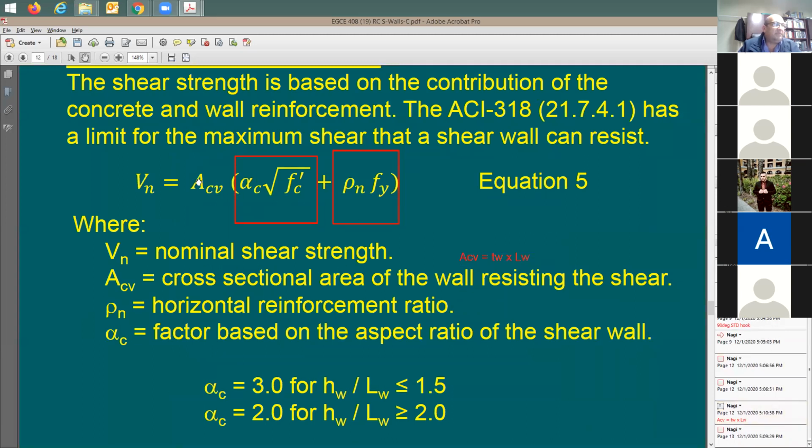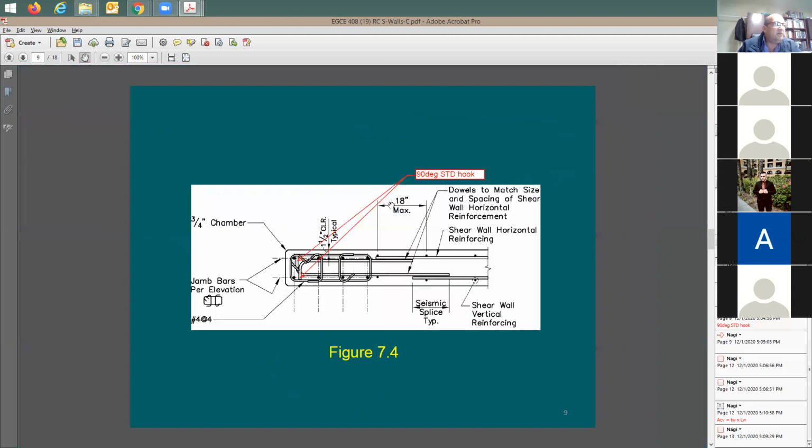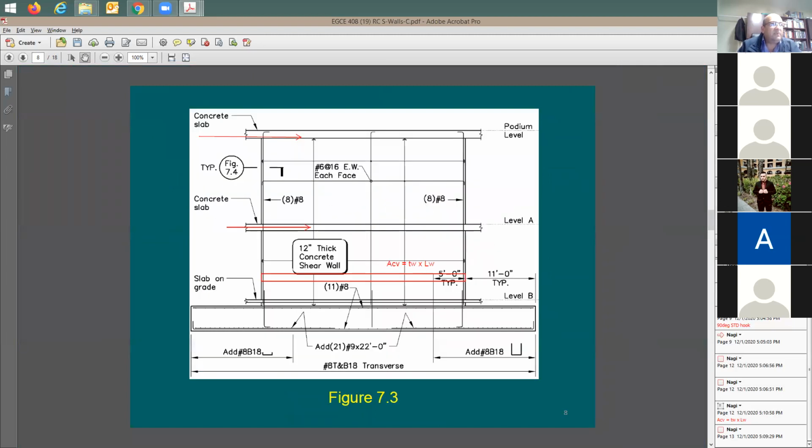So now I understand this, understand this, understand this. I know f sub y is only rho sub n. What is rho sub n? It's the horizontal reinforcement ratio, which means the reinforcing that is really resisting the shear is this reinforcing here, these three bars, because it's parallel to the shear force, right? The vertical is resisting vertical loads, but mainly the shear is resisted by these horizontal rebars.